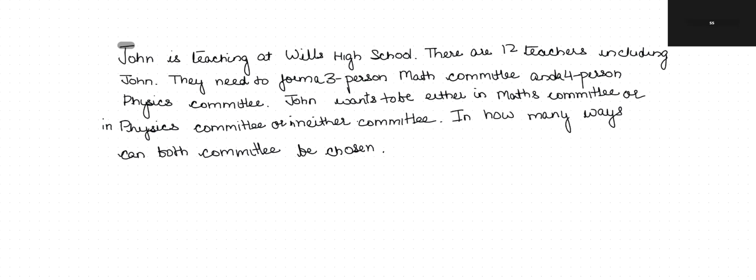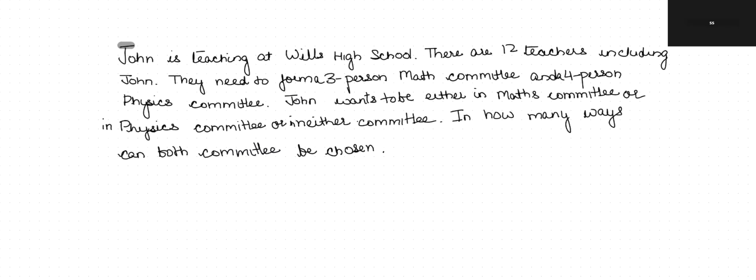Okay, so we are doing this committee and combination problem. They are generally asked in competitive exams. So the question here is: John is teaching at Wills High School. There are 12 teachers, including John, and they want to form a teachers committee. They want to form a three-person math committee and a four-person physics committee.